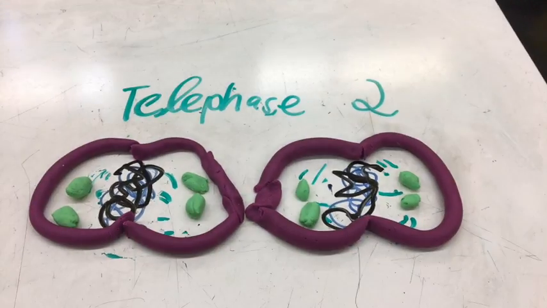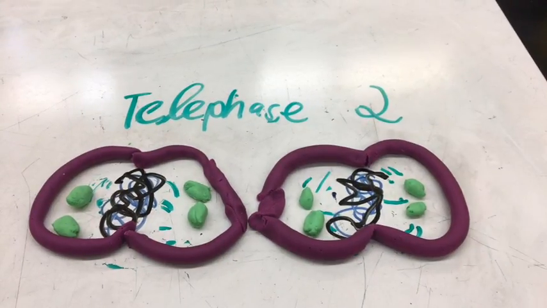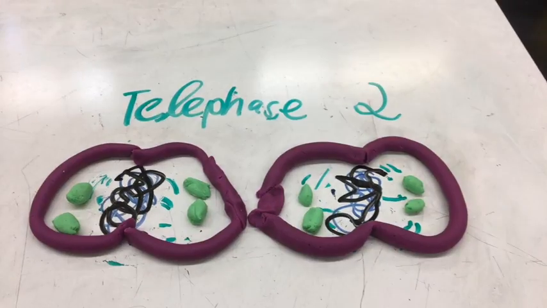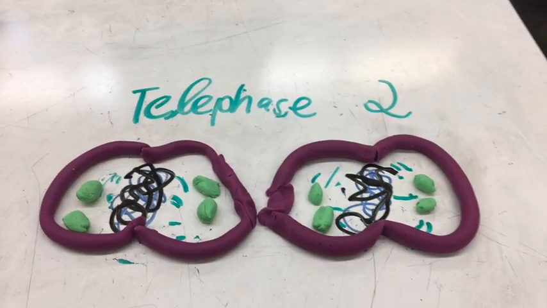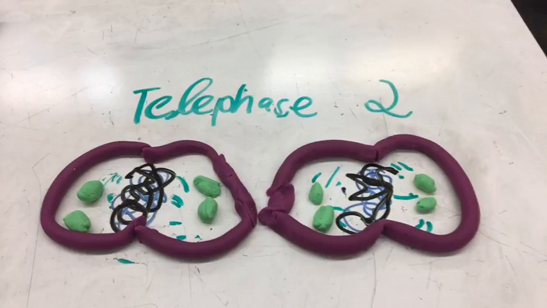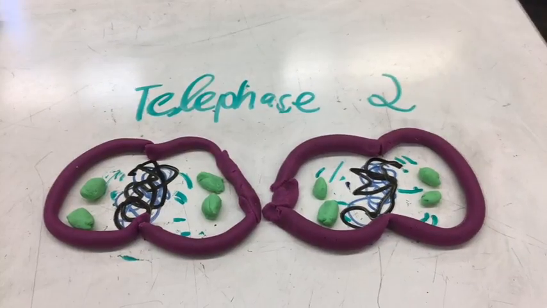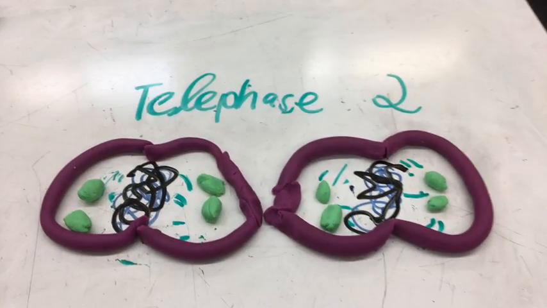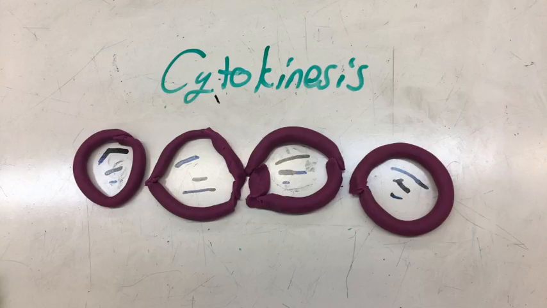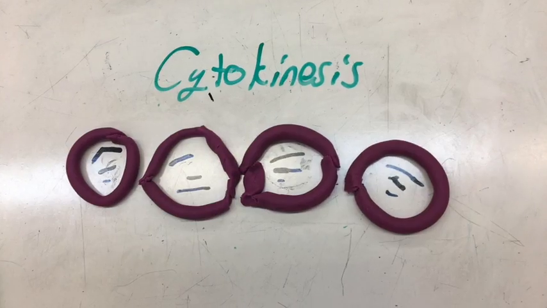In telophase 2, the chromosomes gather into the nuclei and the cells divide. The spindles once again disappear and the nuclei reappear. By the end, we will be left with 4 new cells. These cells are still considered to be haploid. In cytokinesis, each of the 4 cells results in a nucleus with a haploid number of chromosomes.